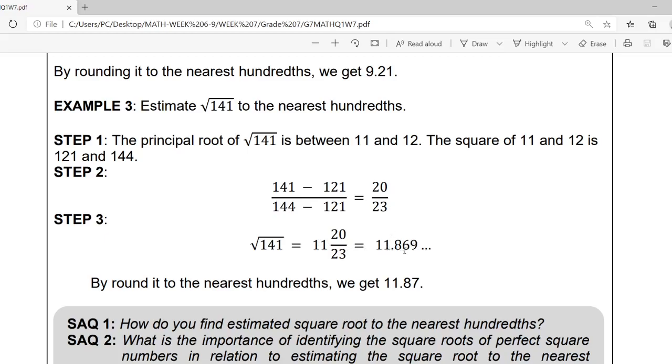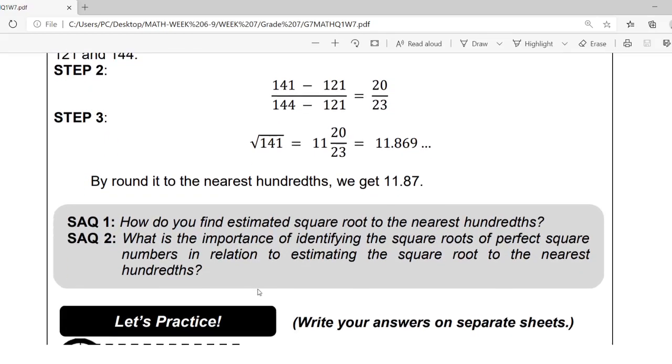Since we are going to round off to the nearest hundredths, you will add 1 because this is 5 and above. So you will add 1, that will become 0.87. So therefore, the square root of 141 is 11.87. Okay.